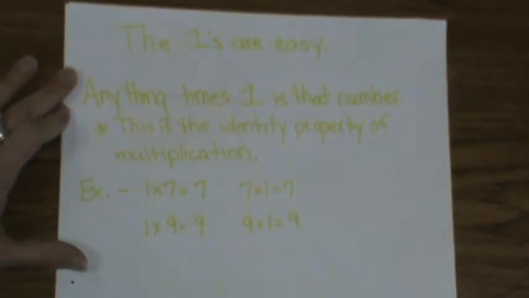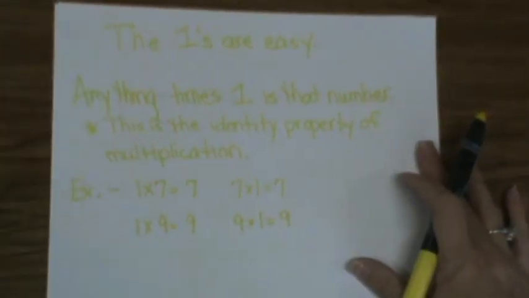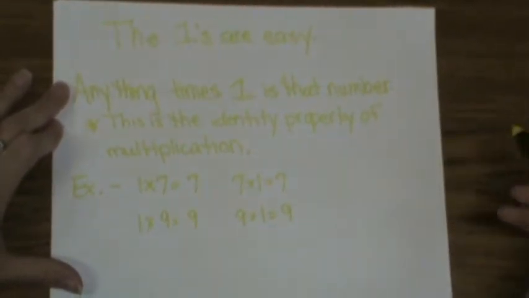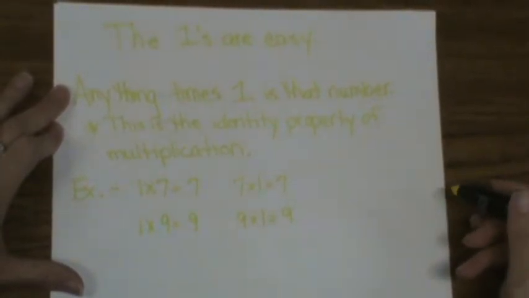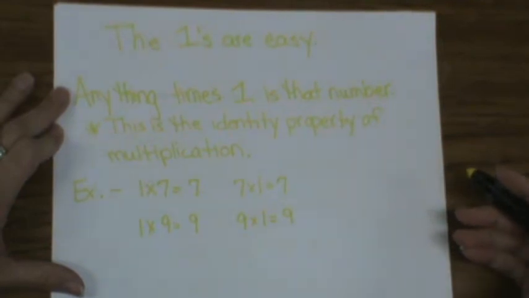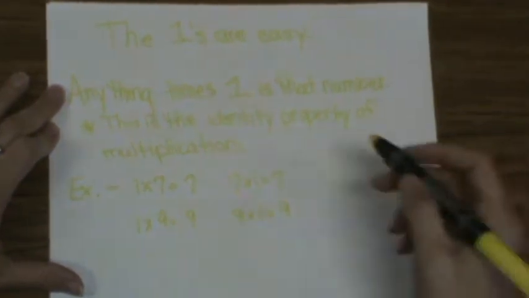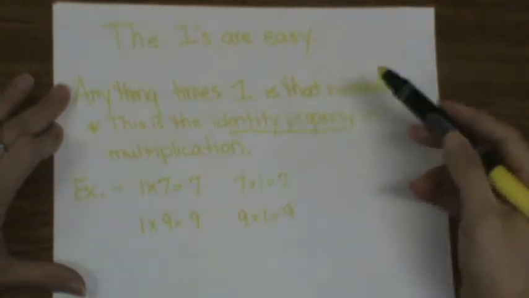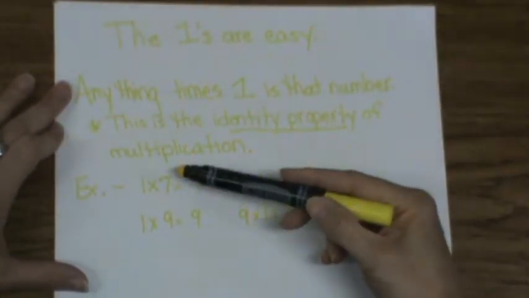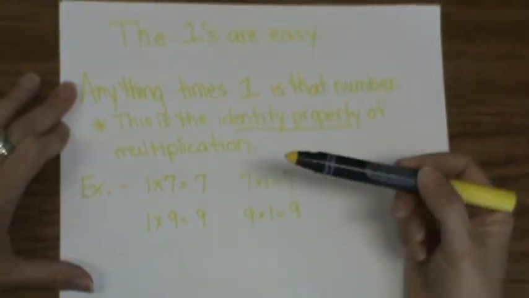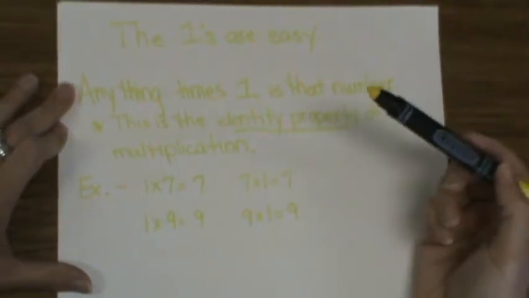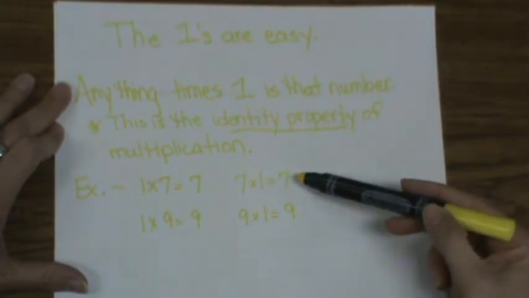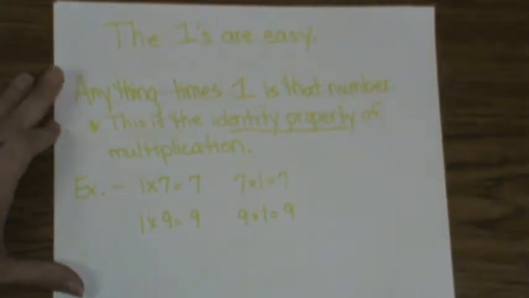This one's easy. You ought to be able to get through this one on the first try. Any number times 1 is that number. 1 is the identity in multiplication. So this shows me the identity property of multiplication, that anything times 1 is that number. For example, 1 times 7 is 7. 1 times 9 is 9. 7 times 1 is 7. 9 times 1 is 9.